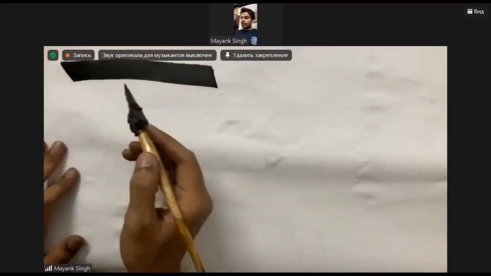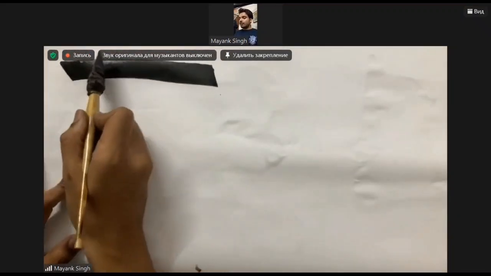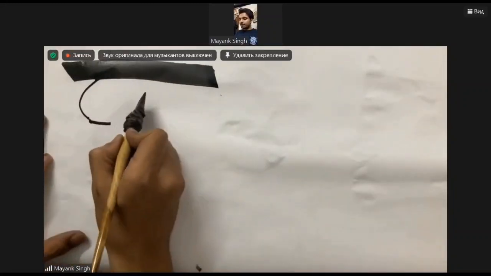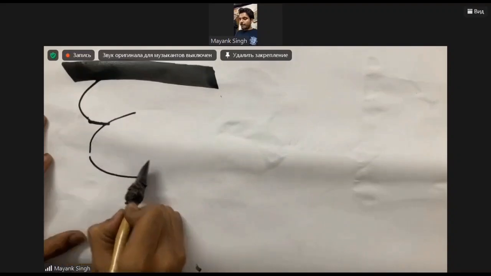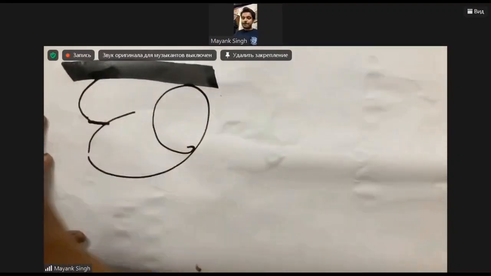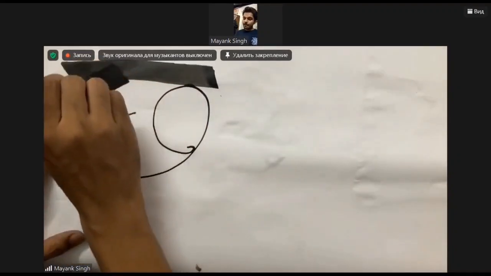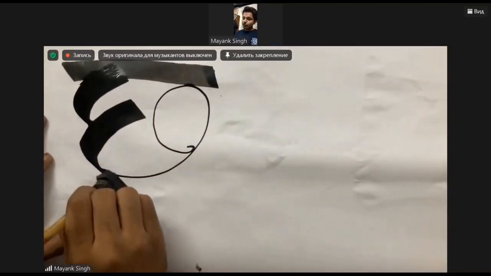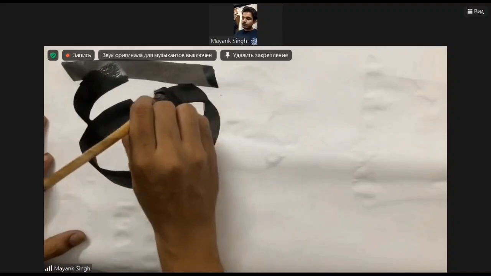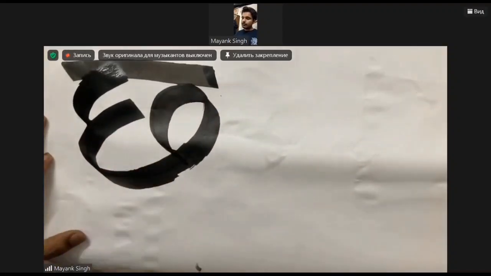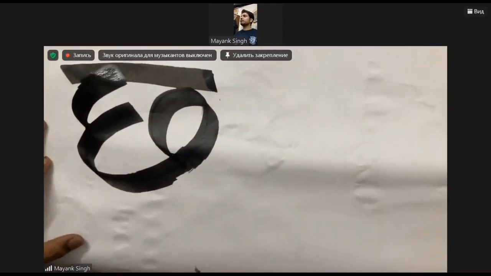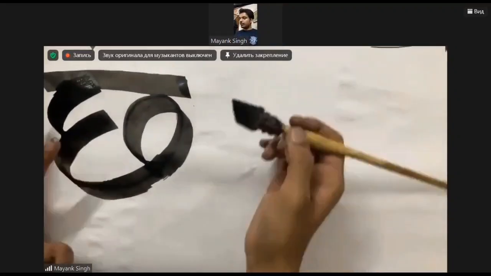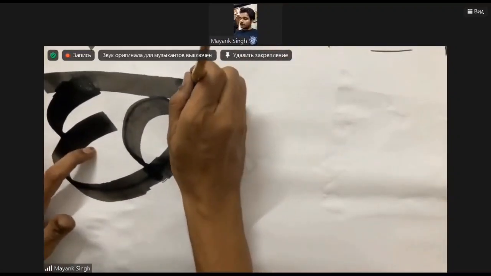Shirorekha. First, you make the thin line alphabet, and then use your column to follow that line. Cha is clear? Ja.